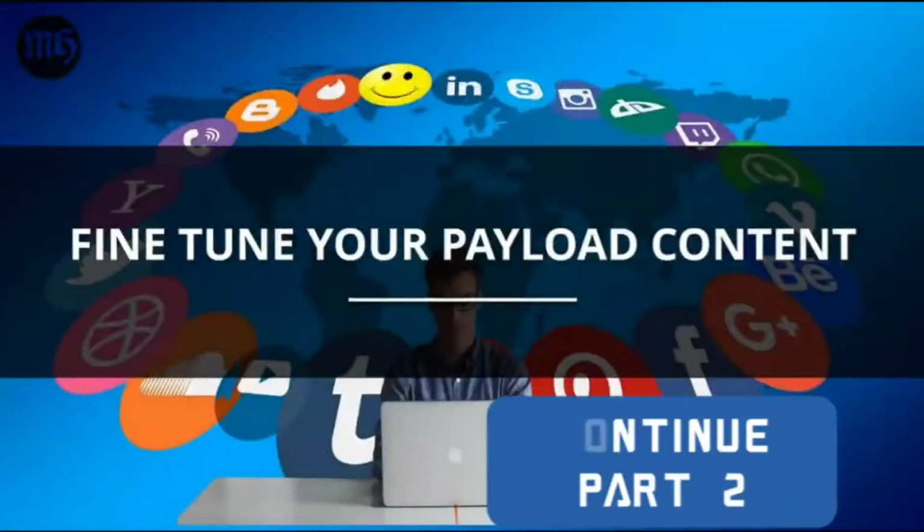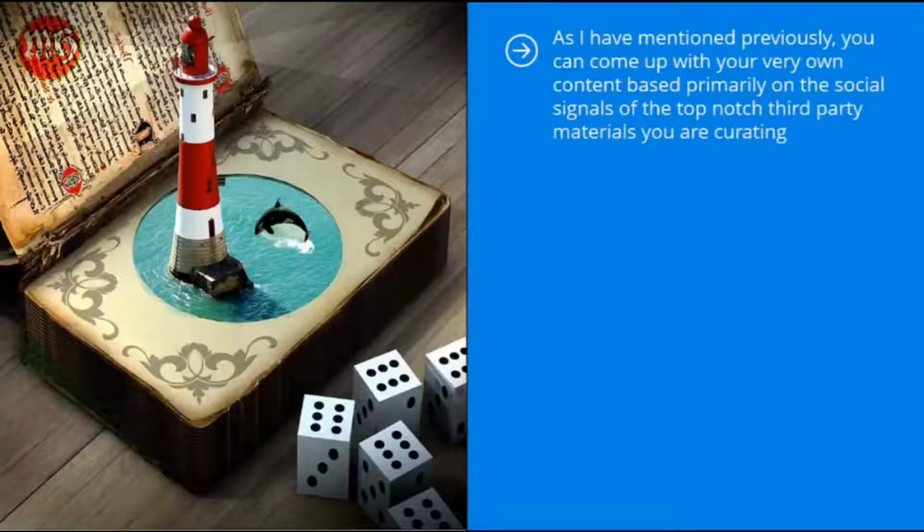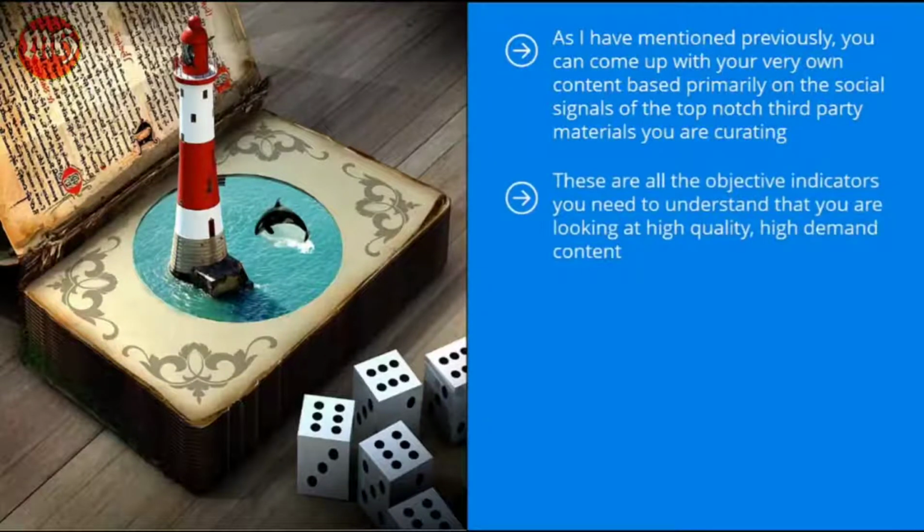Fine-tune your payload content. As I have mentioned previously, you can come up with your very own content based primarily on the social signals of the top-notch third-party materials you are curating. Put simply, when you are going through your research, you will keep coming across certain pieces of content which get a lot of engagement on social media. These are all the objective indicators you need to understand that you are looking at high-quality, high-demand content. At that point, you can come up with your own version of that content. You can use it as a template, so to speak.